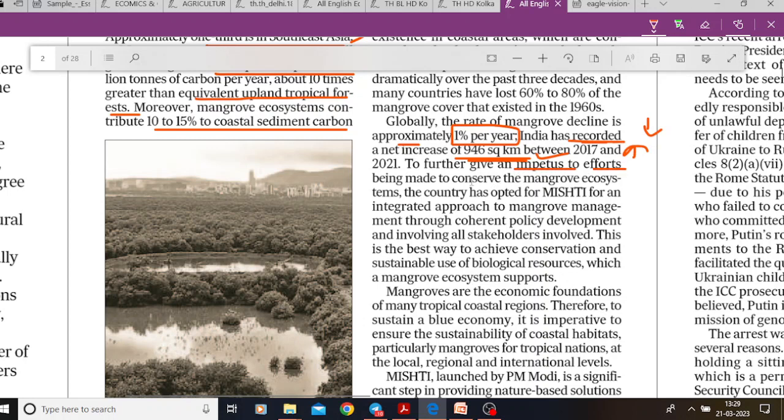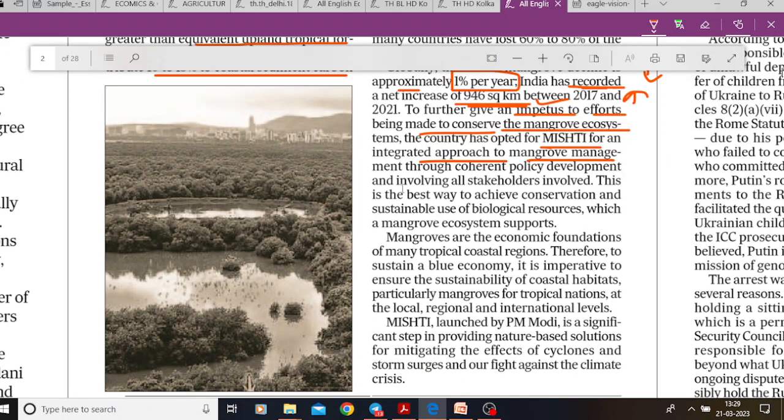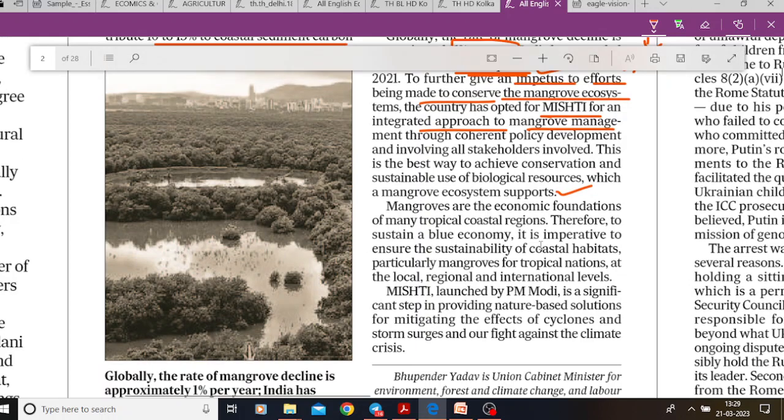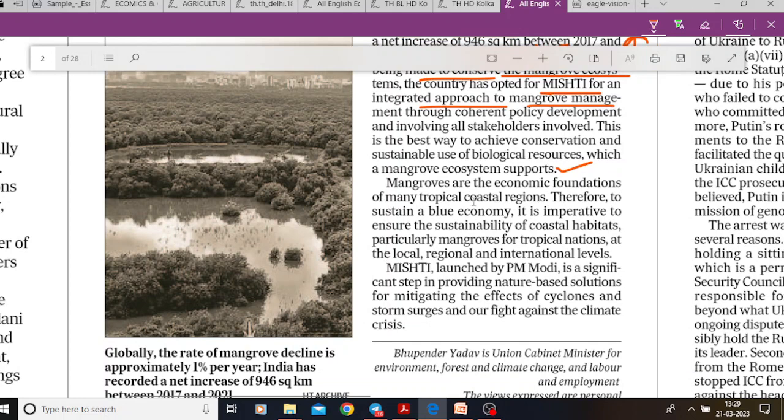To further give an impetus to efforts being made to conserve the mangrove ecosystem, the country has opted for MISHTI, an integrated approach to mangrove management through coherent policy development and involving all stakeholders. This is the best way to achieve conservation and sustainable use of biological resources, which a mangrove ecosystem supports. Mangroves are the economic foundations of many tropical coastal regions. Therefore, to sustain a blue economy, it is imperative to ensure the sustainability of coastal habitats, particularly mangroves for tropical nations at the local, regional, and international level.